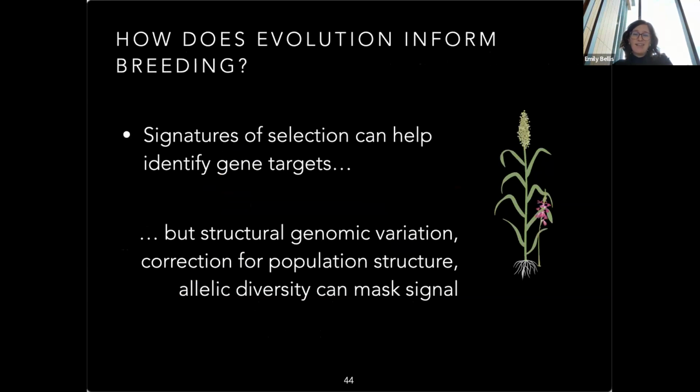All right. So just to end with a few conclusions here, how does evolution inform breeding? Well, for gene discovery, signatures of selection can help identify gene targets, but I think it's complicated. Structural genomic variation, correction for population structure, diverse alleles can really mask the signal and make it difficult to find alleles if you don't already know something about the genetic basis of them. So we have some evidence for that from the Striga sorghum system I talked about.